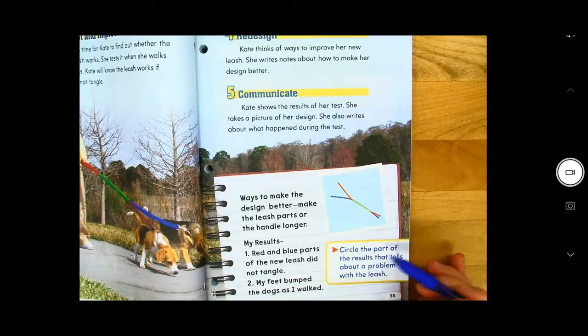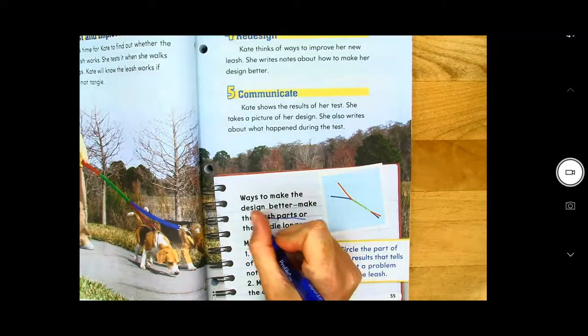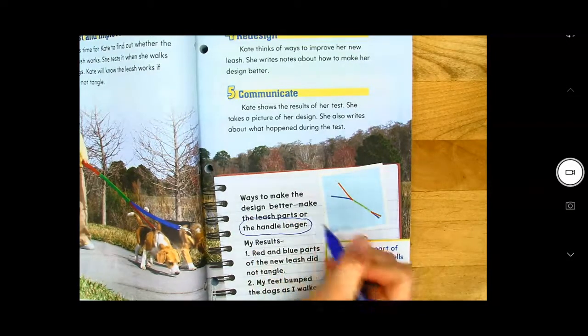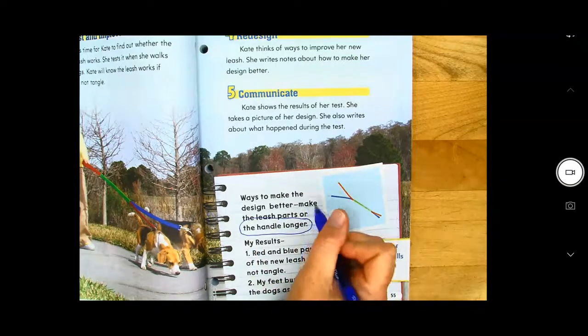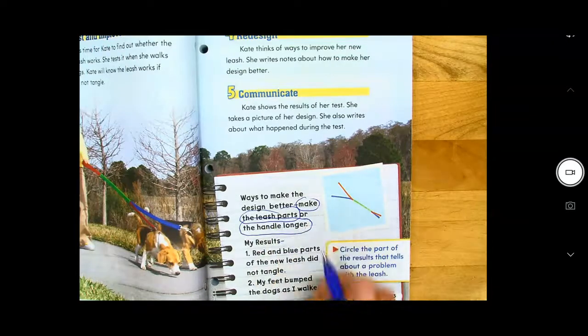This says circle the part of the results that tells about a problem with the leash. Okay, so the problem with the leash says that the handle might need to be longer, or make the leash parts or the handle longer.